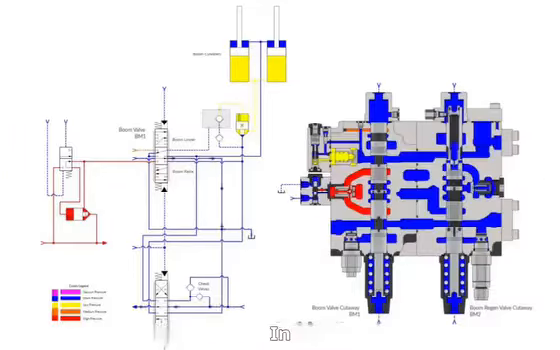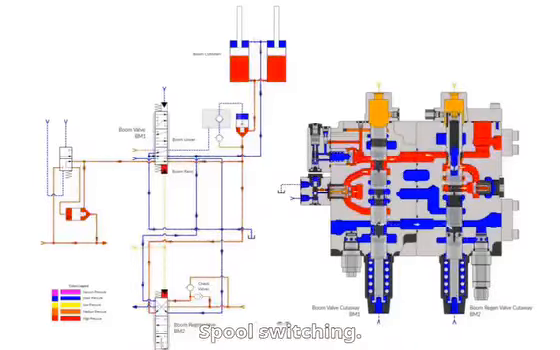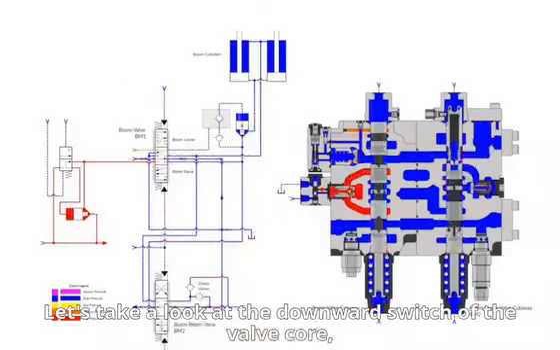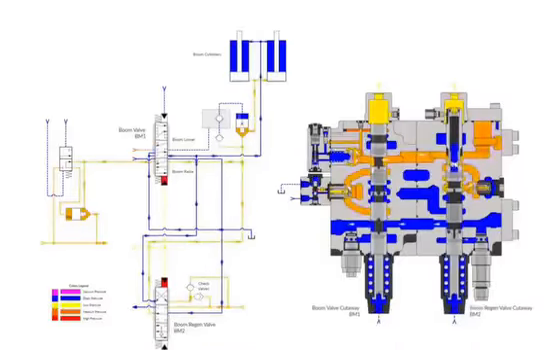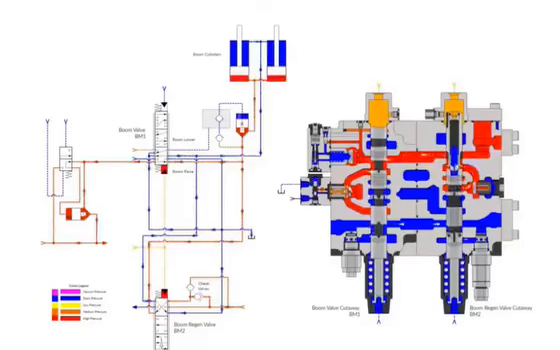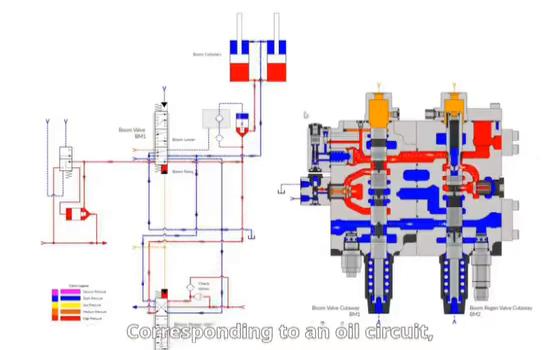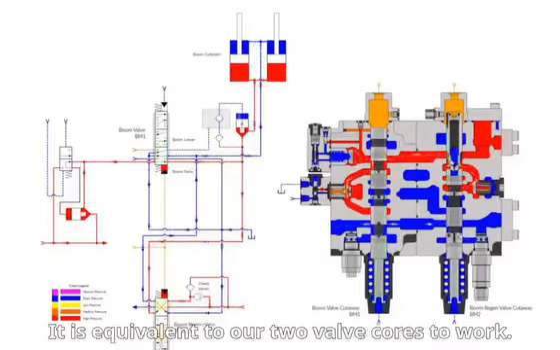Then let's take a look. For example, when the boom is raised, let's take a look at this oil circuit, the direction of the oil circuit when the spool switches. This is the boom lift. When the boom is raised, it is equivalent to our two valve cores working.